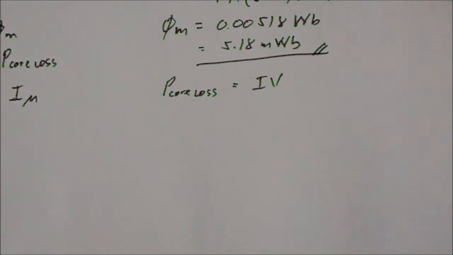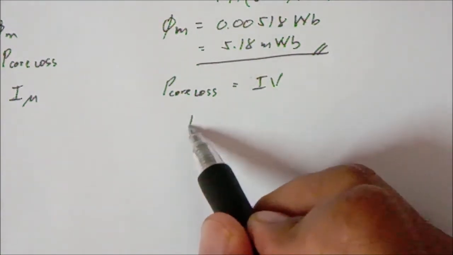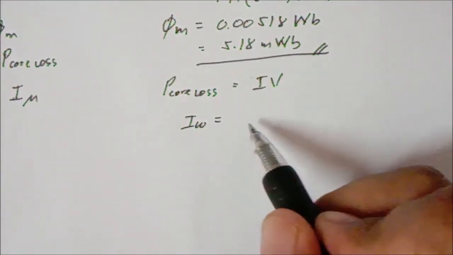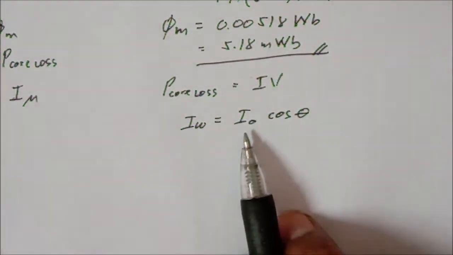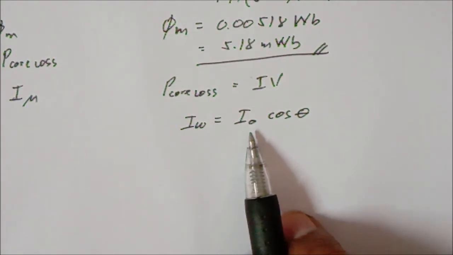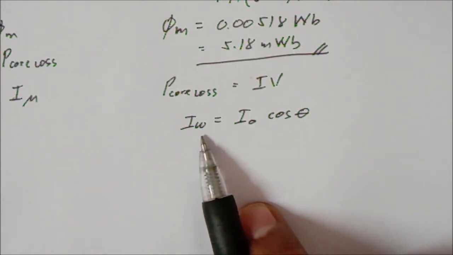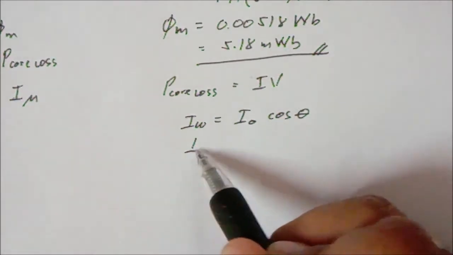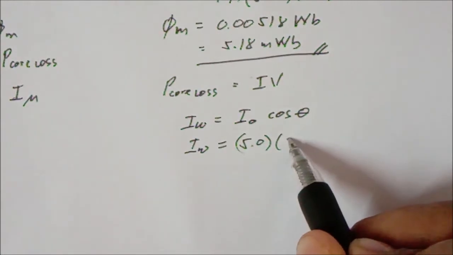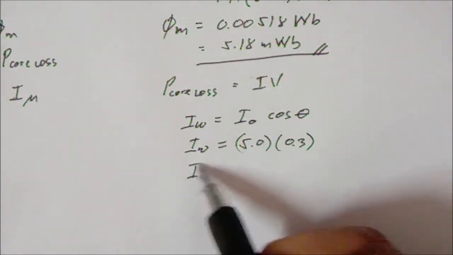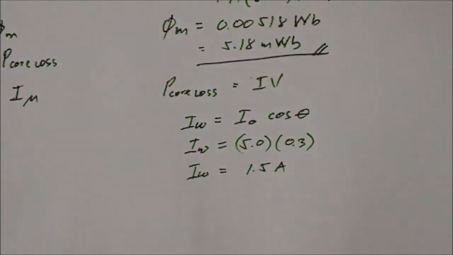Paano natin mako-compute yun? So, I sub W is equivalent to I sub O cosine theta. Okay? So, ito yung I sub O natin which is equivalent to 5.0 amperes. Cosine theta is the power factor. So, ito yung ating working component ng ating I sub O. So, ma-compute agad natin I sub W is equal to I sub O 5.0 times cosine theta is 0.3. So, working component natin is equivalent to 1.5 amperes. Okay? So, tama na po yan.